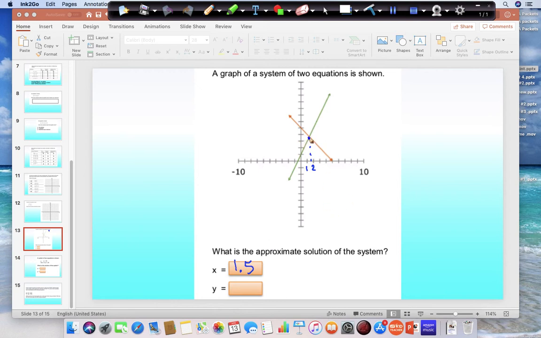Up here, let's see where it goes to the y-axis. That is in between the 3 and the 4 on the y-axis, so I'm going to pick 3.5, but any number in between 3 and 4, and I would have given you credit for that answer.